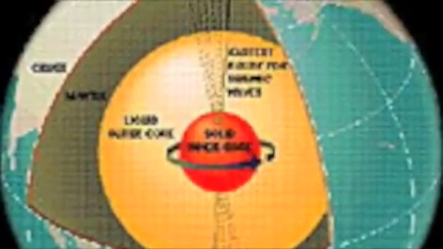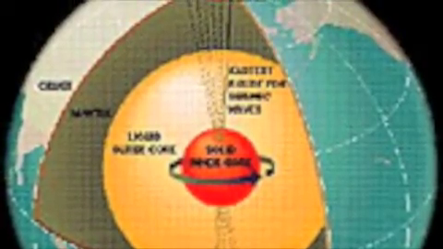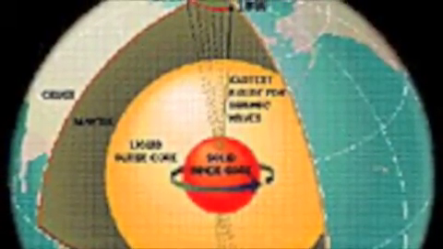Earth's core is the most interior zone of Earth. The bottom picture depicts the Earth's outer core, which is liquid and composed of iron and nickel. The top picture depicts the Earth's inner core, which is composed of solid iron and nickel.